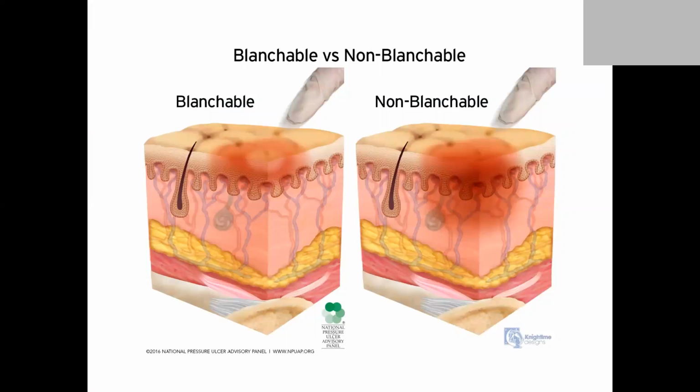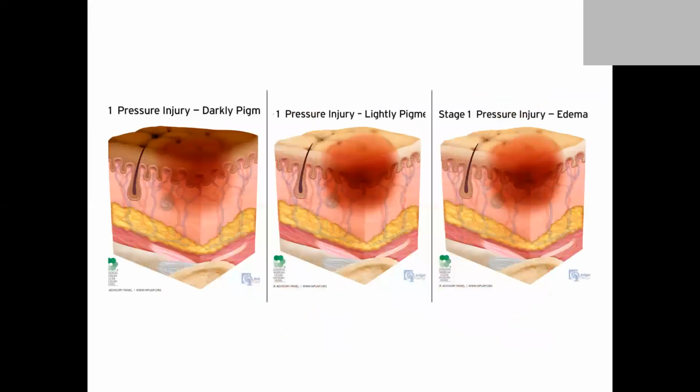Here is an example of blanchable versus non-blanchable. You'll see when it's blanchable, you'll see that white spot come up in the middle. When it's non-blanchable, you will not see that. Here are some examples of a stage 1 pressure injury. You will notice the skin is intact in all of these pictures.